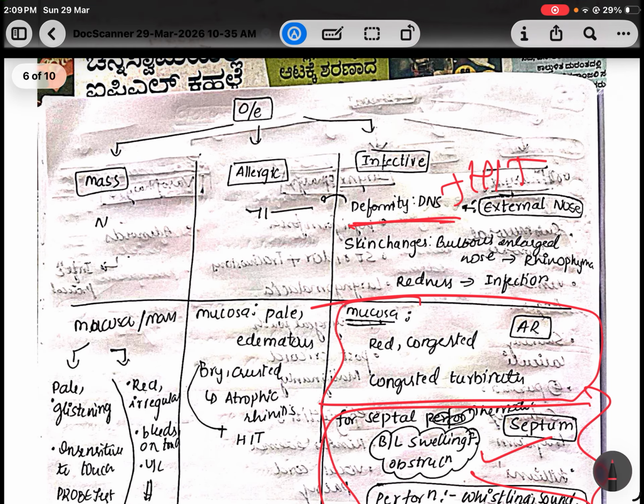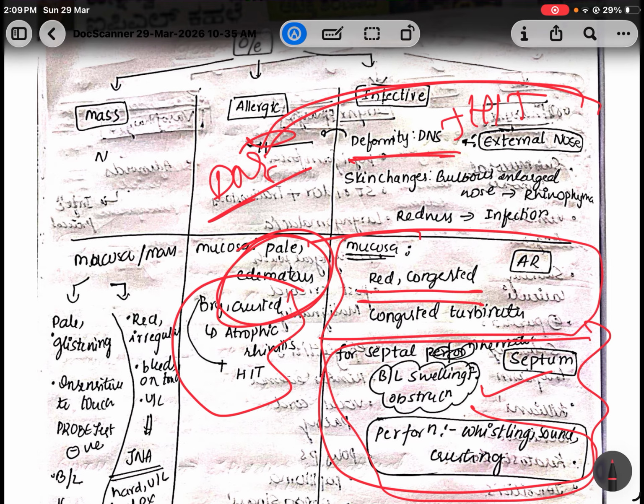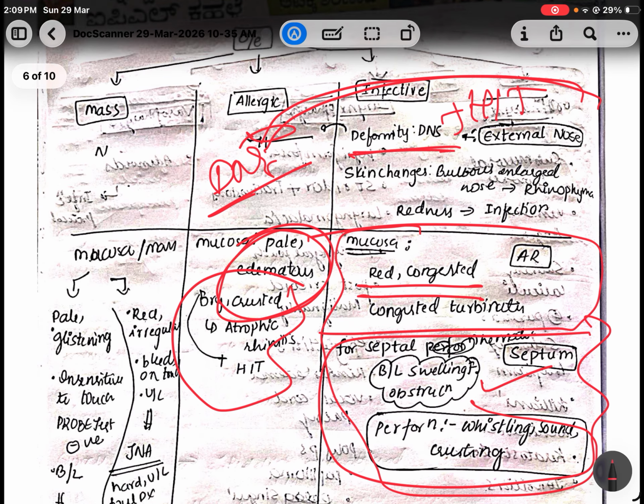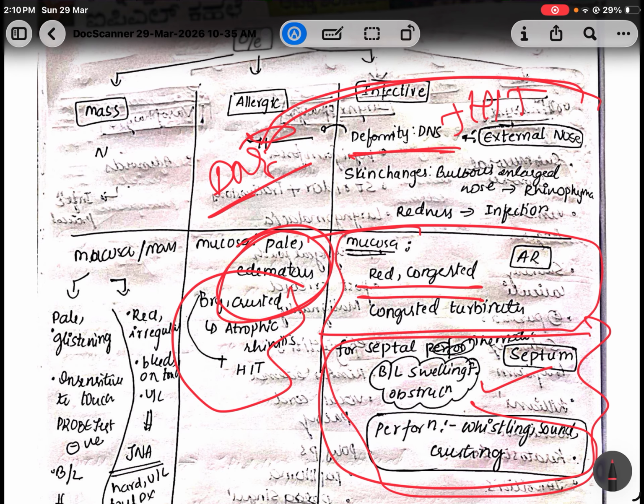Now coming to allergic. You might have DNS or HIT, but what is the major important thing? Here it's red and congested, but in allergic it's pale and edematous, and also you might have dry clustered lesions. If it's a mass, the external nose might appear normal, or you might have proptosis in JNA stage 3A. But you need not mention it for forming a general template, though you can always have it.